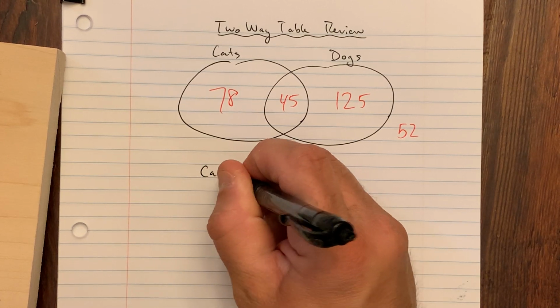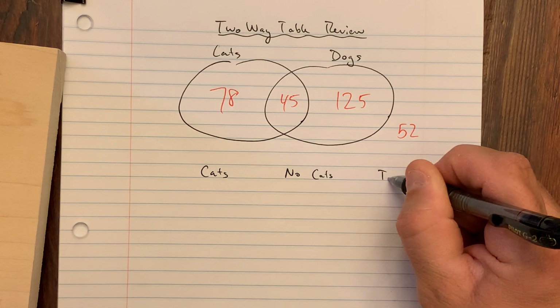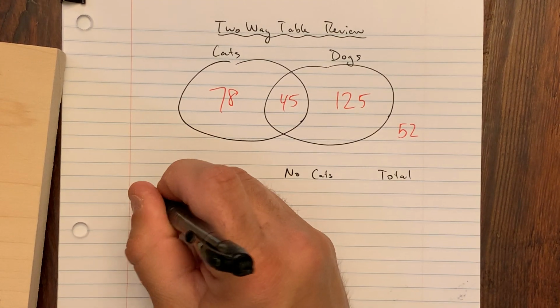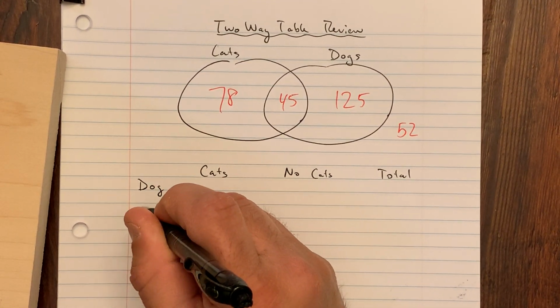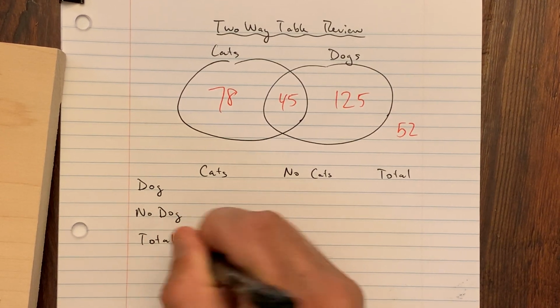I'll label this as cats, no cats, and then a total, dog, no dog, and then a total.